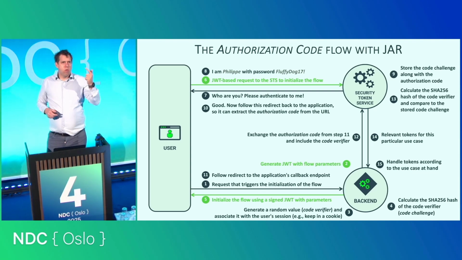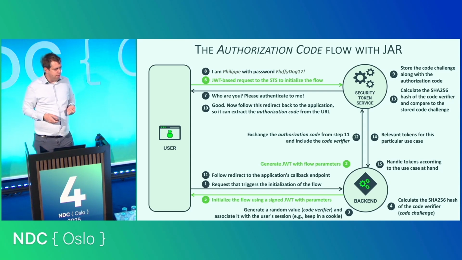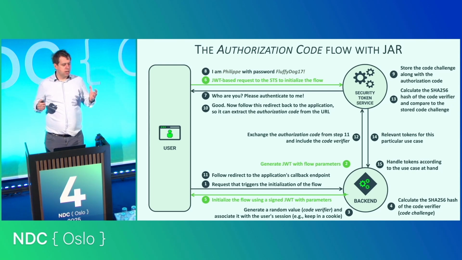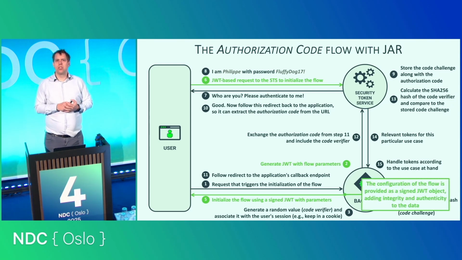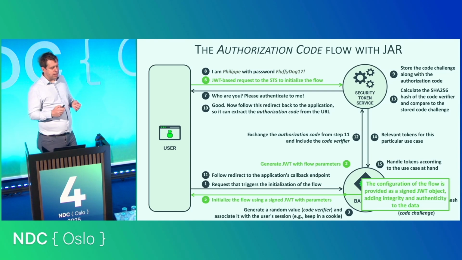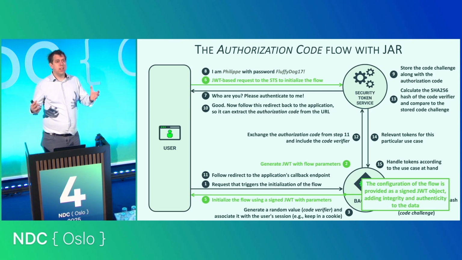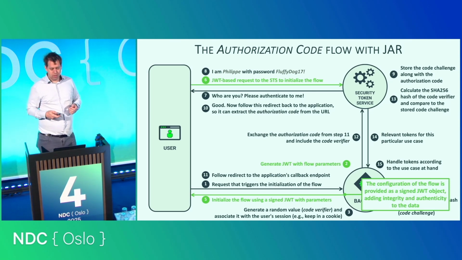Second thing that changes, we put that JWT in the URL, so we send it to the STS in step 5 and 6 in this case, and that's essentially how we do that in practice. And that's JSON Web Token secured authorization requests. So we have the full configuration of the flow inside the JSON Web Token, which is now integrity protected. There's authenticity, and the STS will verify all of that before accepting this flow configuration.